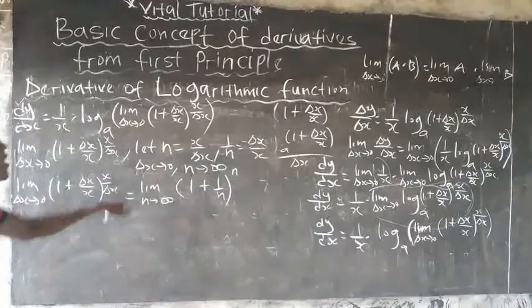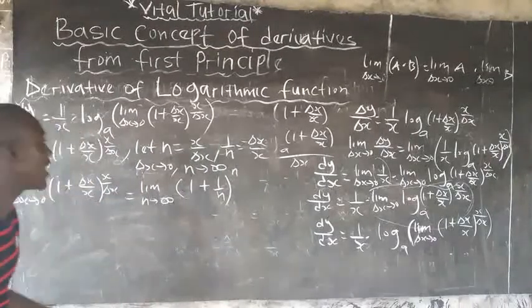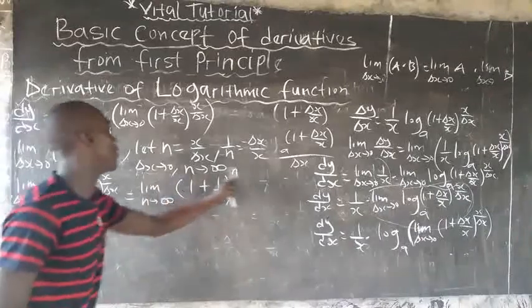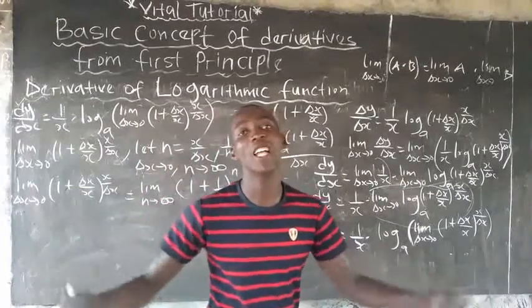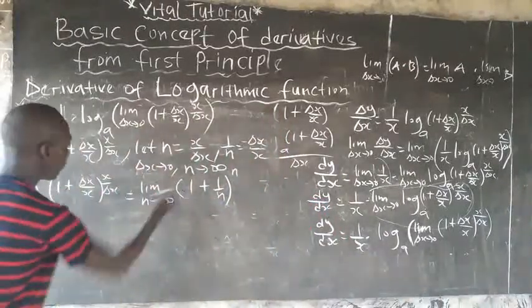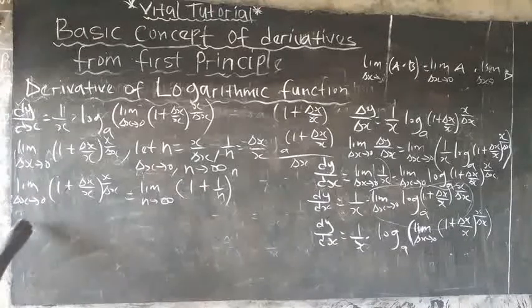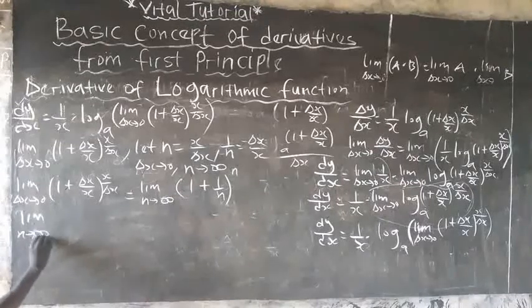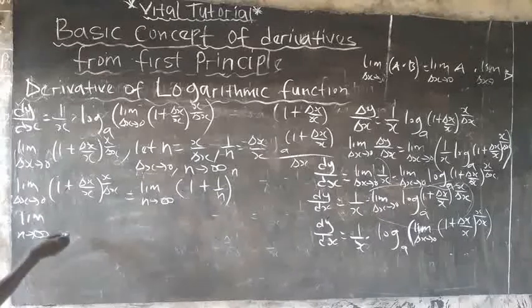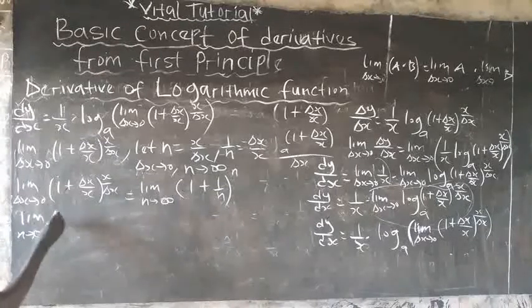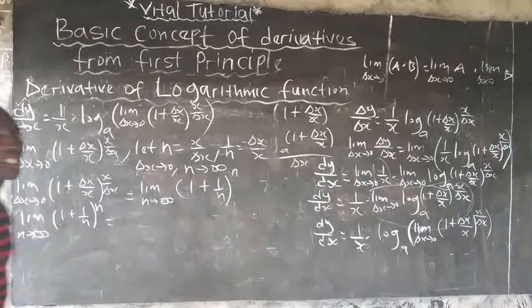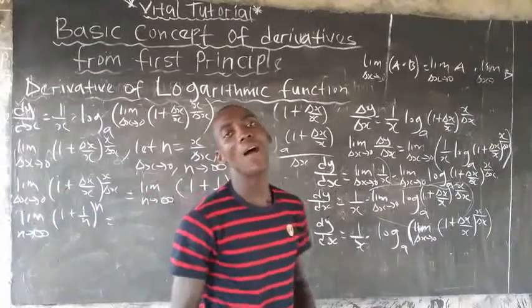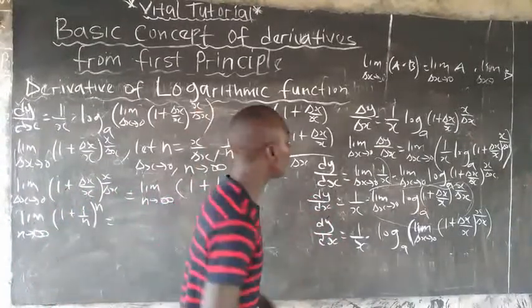So here, the limit as n approaches infinity is nothing but binomial expansion. So I'll be introducing binomial expansion. So here we have the limit as n approaches infinity of 1 plus 1 all over n, to the power of n, will be equal to... now I want to expand this. I want to do the expansion going back to our binomial expansion.